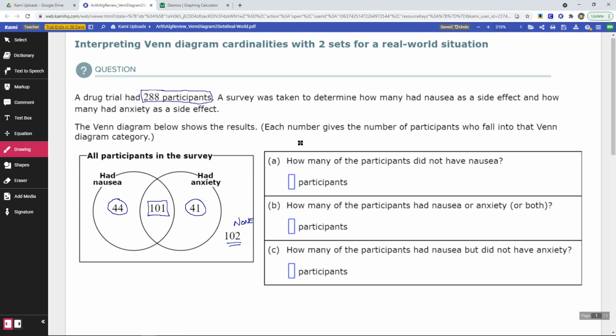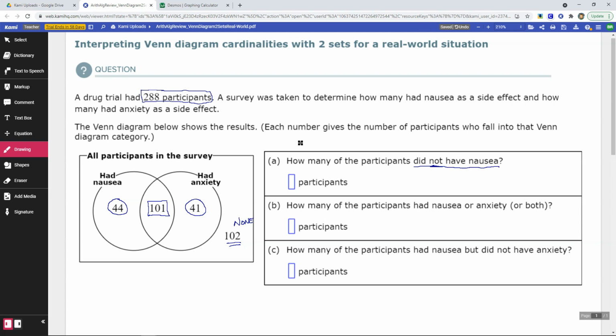So how many participants did not have nausea? This is where we have to be careful. Those that did not have nausea. All of the ones that had nausea fall into one of these two sections. These ones had nausea. These had both nausea and anxiety. So those that did not have nausea must be those that are outside of this circle.